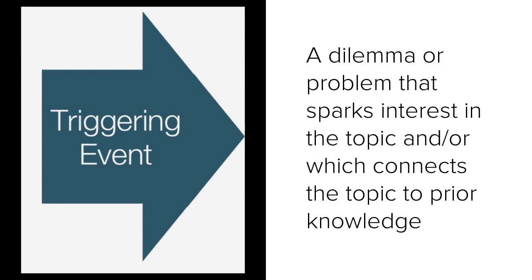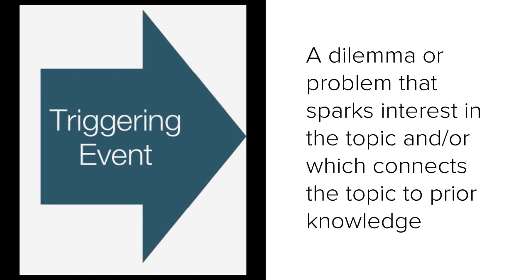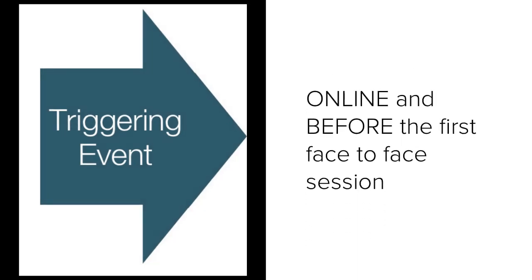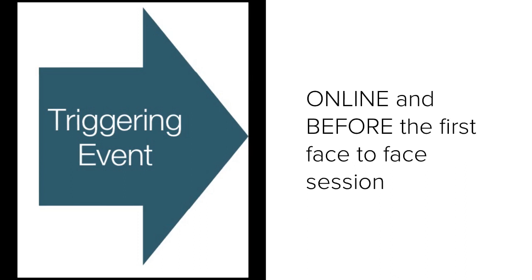So our first phase is a triggering event, and what a triggering event is, it's a dilemma or a problem that sparks interest in the topic, or which connects what you're going to be talking about, the topic or subject, with the students' or the learner's prior knowledge. Now, what these are can be a whole series of different things, right? It could be just a quick question to the students that asks them to connect their own experiences to the topic, or it could be some kind of provocative reading or video that gets them really emotional about the topic.